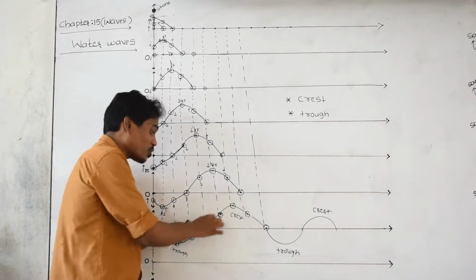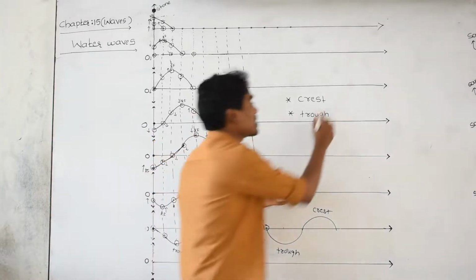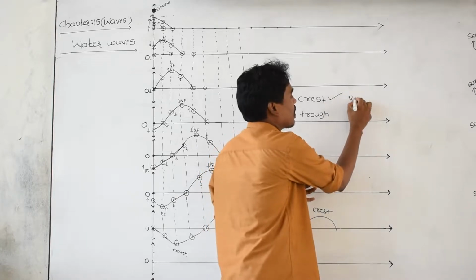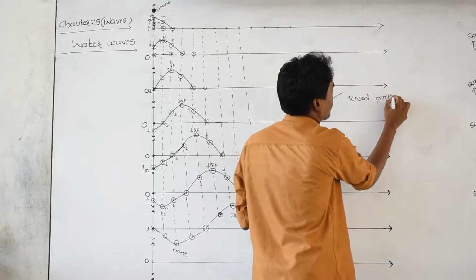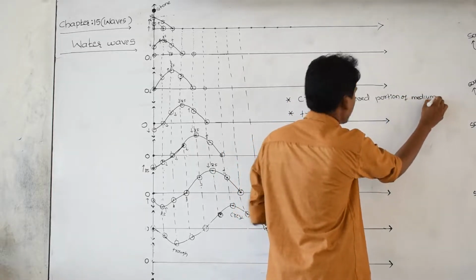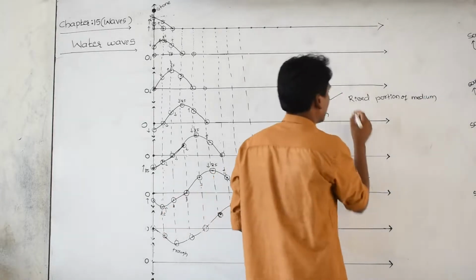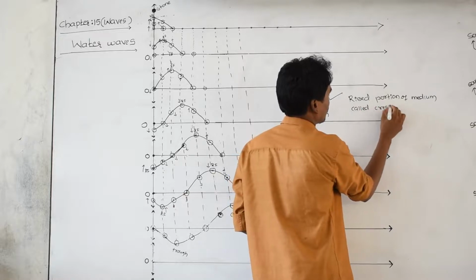The raised portion of the medium is called a crest. The raised portion of the medium, for example water, is called a crest.